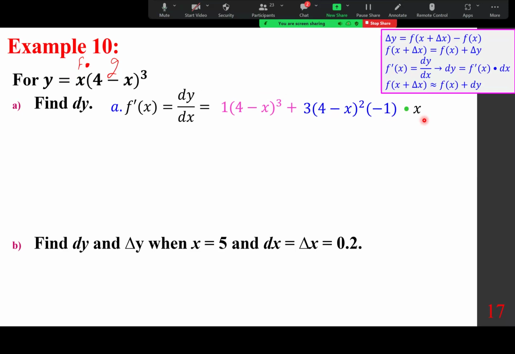We can simplify this by taking a common factor. You notice 4 minus x is in common. This has exponent 3, this has exponent 2. You go with the smaller of the two. So 4 minus x squared, this piece is in common. So if we use that, this gives us 4 minus x. This gives us 3 and negative 1 on x, minus 3x. So the first part gives us 4 minus x, the second part, minus 3x. And so we have 4 minus 4x.